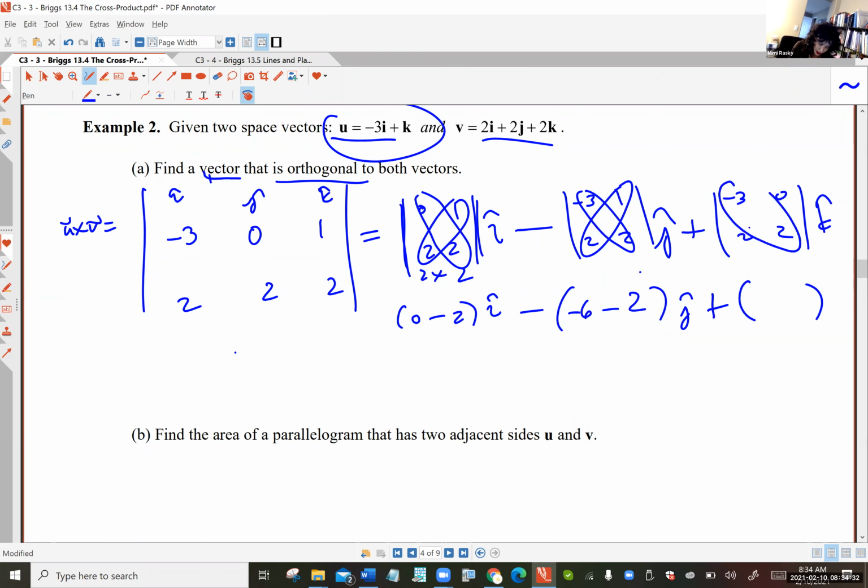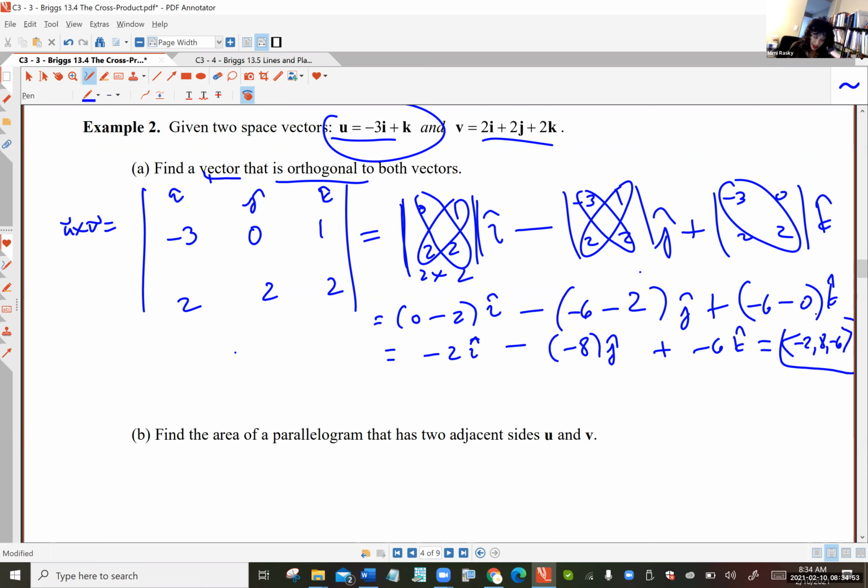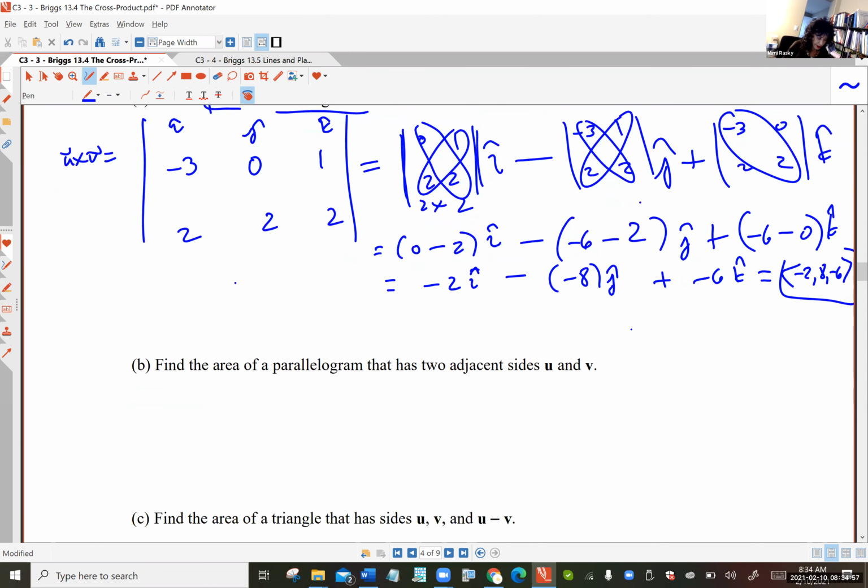and then plus, and then here I'm going to do major diagonal, negative 3 times 2 minus 0 times 2 is 0. And then this is going to be what? Negative 2i minus 8j plus negative 6k. And I like component form, but that's just my personal preference here. So my final answer, whoop, I'm running out of room there, is <-2, 8, -6>. Okay, so that's letter A.